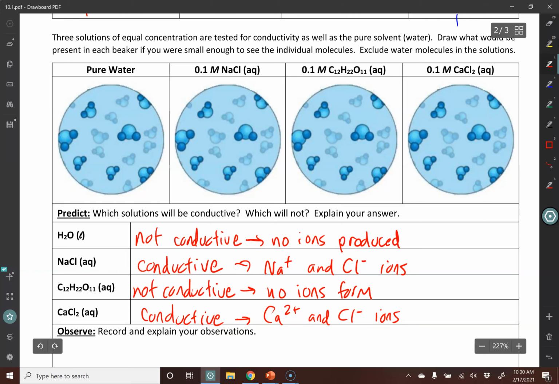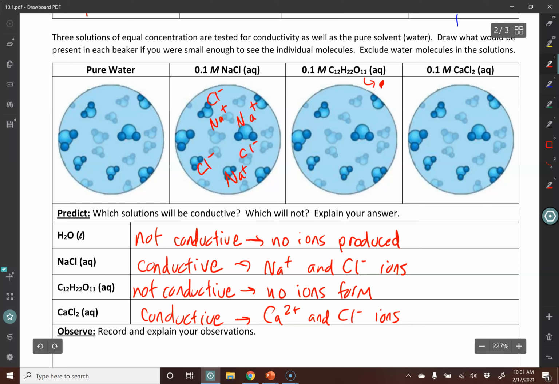Pure water, of course, we're just going to have the H2O molecules floating around. And something like sodium chloride, we know that we'll make a sodium ion and a chloride ion every time a sodium chloride breaks apart. So I just drew a total of 3 sodium chlorides dissociating or breaking apart into ions.